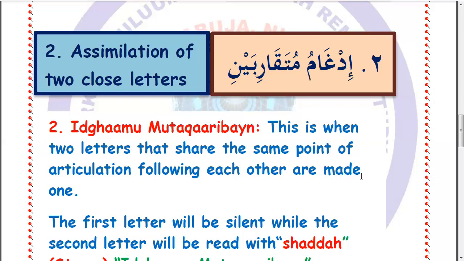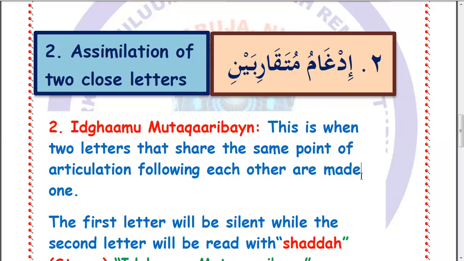Idghaamu Mutaqaaribayn, from the word qarib. Qarib means close or near in Arabic. فَإِنِّي قَرِيب, indeed, I am very close to you. وَإِذَا سَأَلَكَ عِبَادِي عَنِّي, that is Allah saying, when my servants ask you about me, how close I am to them, فَإِنِّي قَرِيبٌ, indeed, I am very close to them. MashaAllah. So Mutaqaaribayn is taken from the word qarib, close or near.